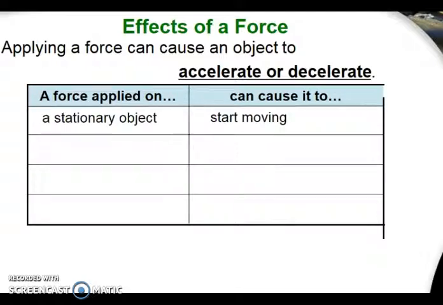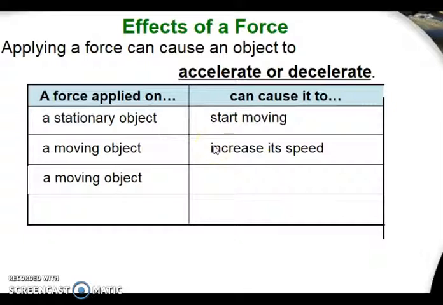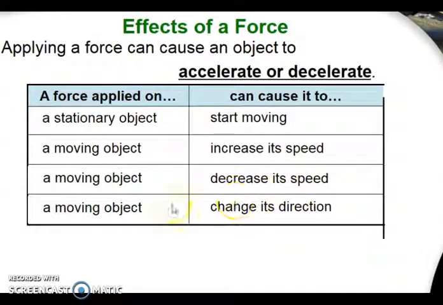What it means to accelerate: accelerate means to have a stationary object start moving, or a moving object increase its speed. So both of these will be accelerating. And to decelerate means to have a moving object decrease its speed or even change its direction. So all these are cases of acceleration or deceleration. So you will see, if you apply a force, you will see acceleration or deceleration, right?